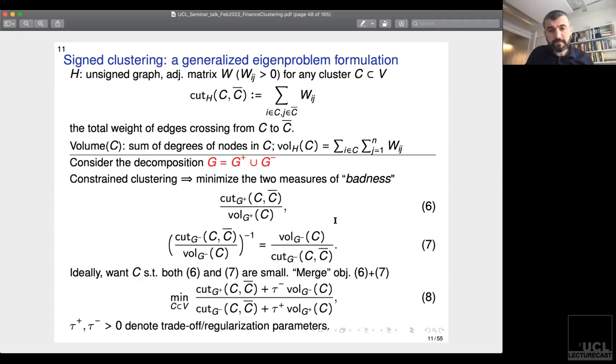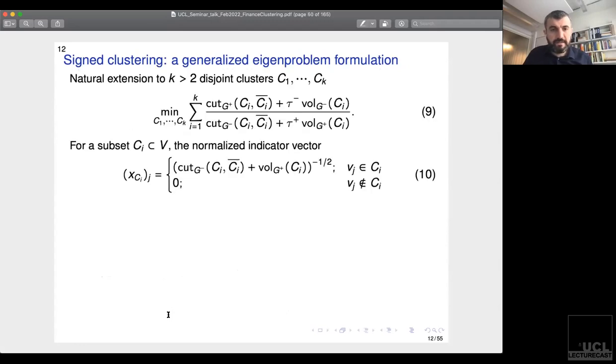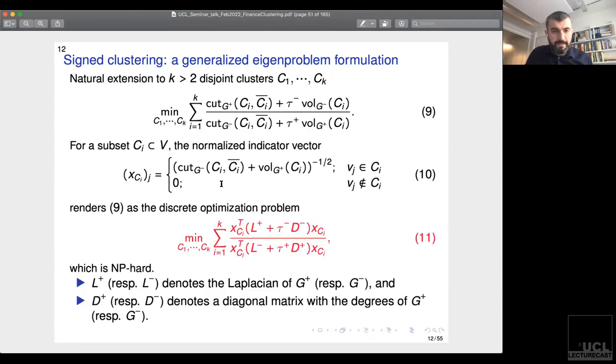So long story short, if you combine these two measures of badness that we want to minimize, it may seem ad hoc at first, by just taking the denominators with some trade-off parameter and then doing the same thing for the numerators with some other trade-off parameter, then we end up with a minimization problem that looks like this. I won't dwell on it too much, but you can extend this from two clusters to multiple clusters, the idea being the same. And this type of objective function here in 11 is what we would arrive at by replacing these quantities here that denote the cut and the volume.